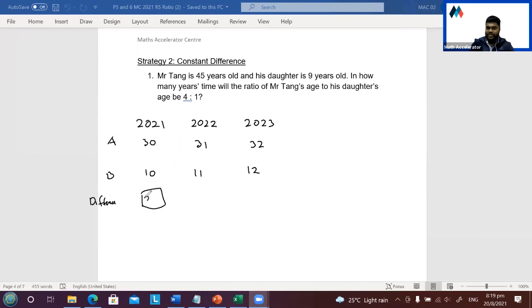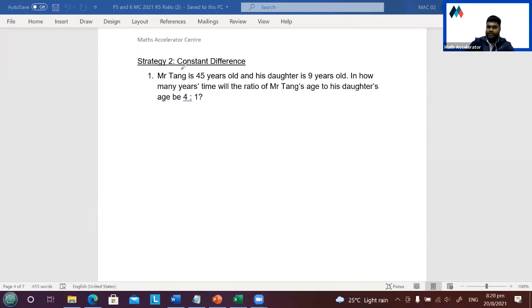See, 30 minus 10 will get you 20. 31 minus 11 will still be 20. And 32 minus 12 will also be 20. So no matter what, when it comes to age, especially age of two people, their difference across time will remain the same. Okay, always remember that. All right, so if you can understand this concept, then this should be easy. They're asking in how many years' time.